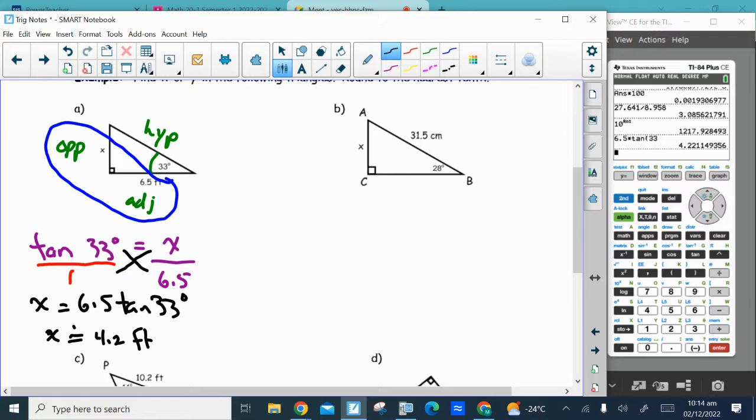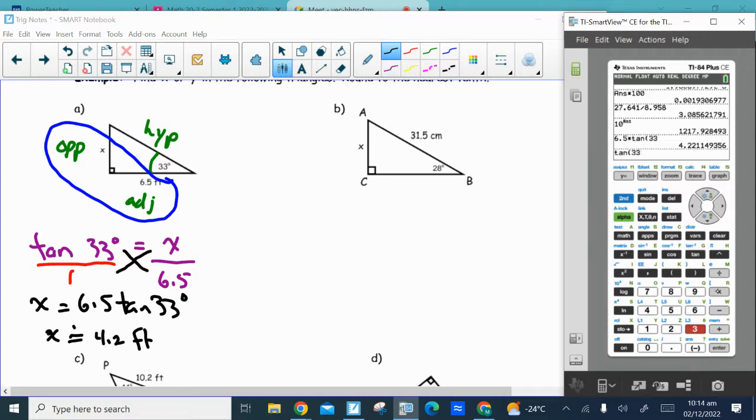So I said you can multiply those two in any order. However, you got to be careful, because if you just go tan of 33 times 6.5 like that, you don't get the same answer. And the reason for it is, if you're going to do them in that order, you have to put the 33 in brackets. When you hit the tan of 33, a bracket opens. We're going to put the angle 33 degrees in there. You must close the bracket and then multiply by 6.5. And that'll give you the answer of 4.2 that we needed.